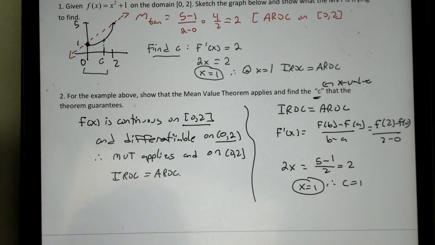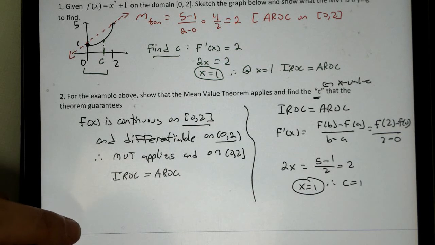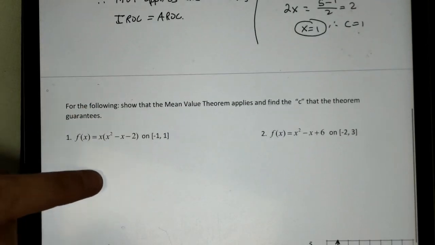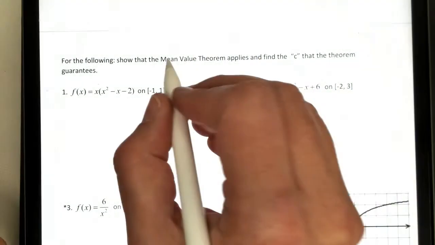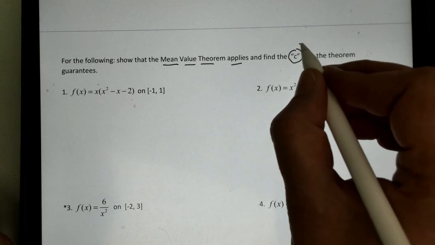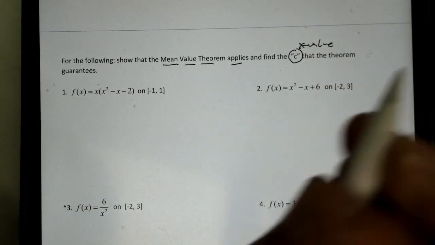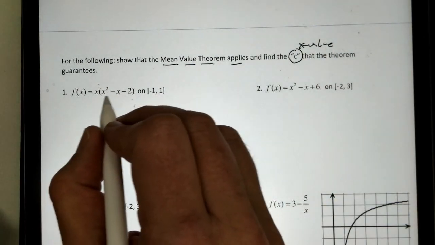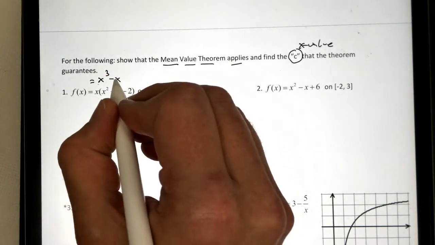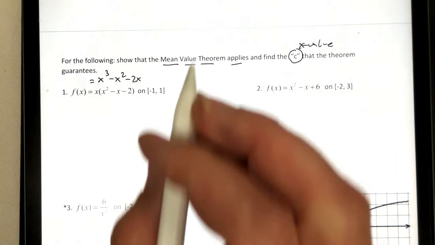So let's try another one. Ready? Okay. For the following, show that the mean value theorem applies. And then, of course, find our c again. We want to find that x value. Now, for this one, I'm going to use product rule. I'm actually going to expand it. X cubed minus x squared minus 2x.